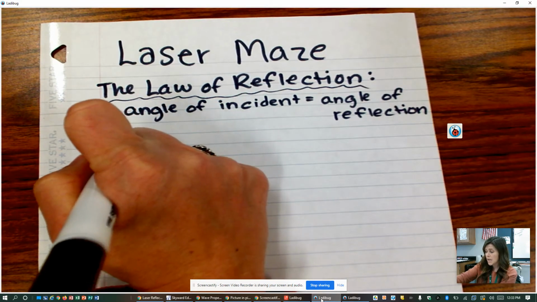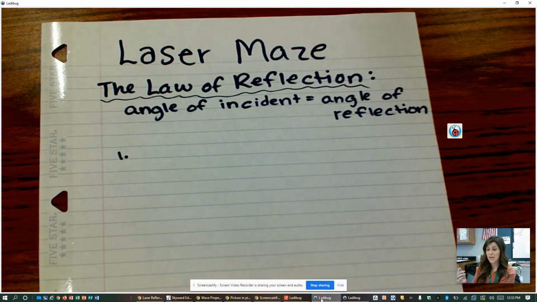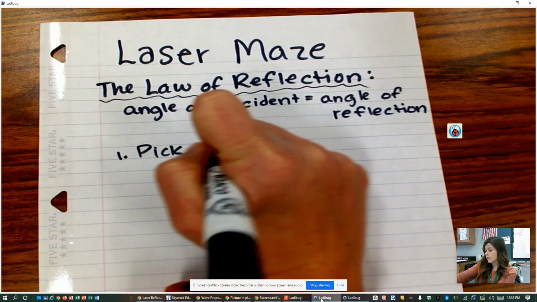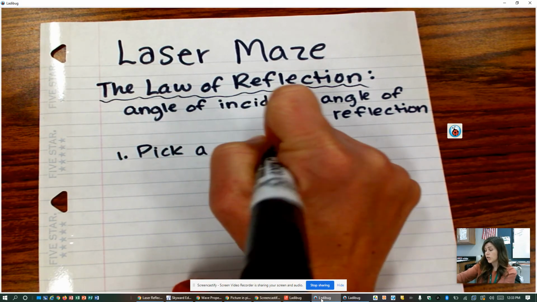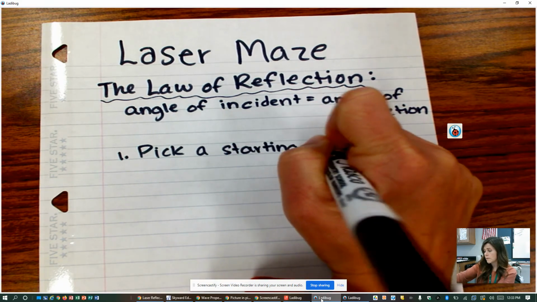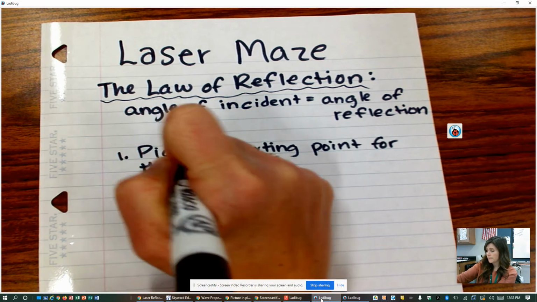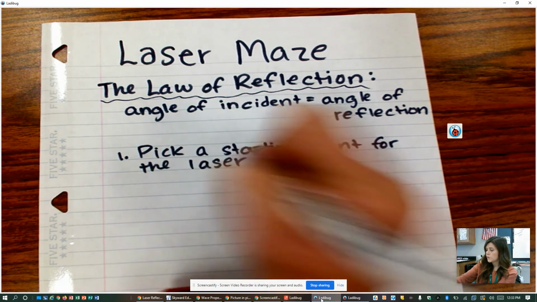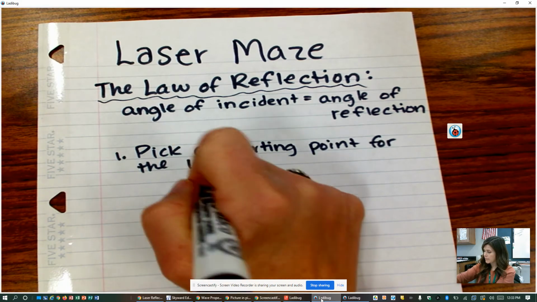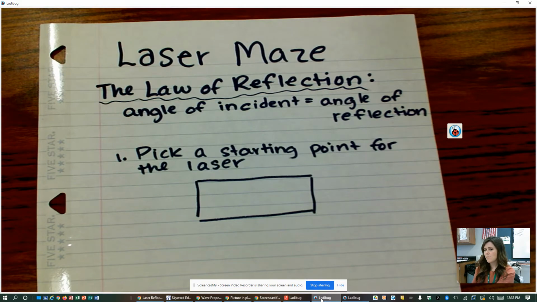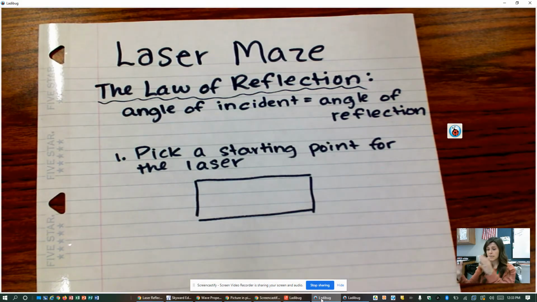So our first step into designing our laser maze is to pick a starting point for the laser. So let's write that down. Pick a starting point for the laser. For instance, I'm going to be giving you guys a nice long sheet of paper. If I have a piece of paper, the laser is going to be about this big. It's a large laser, and it's about this wide.